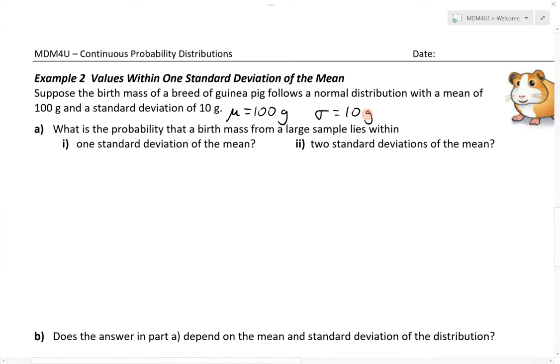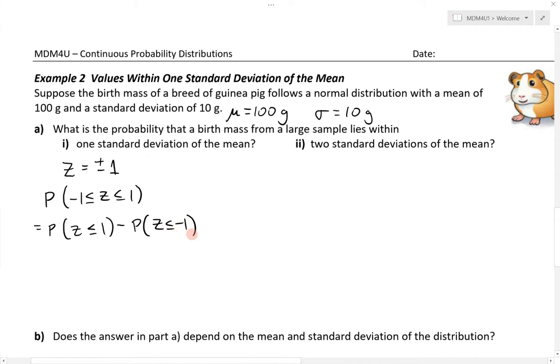So part A, what is the probability that a birth mass from a large sample lies within 1 standard deviation of the mean? So Z is going to be equal plus or minus 1. So what's the probability that Z is between -1 and 1? That's really what the question's asking. 1 standard deviation from the mean value. So I'm looking for the probability of Z being less than or equal to 1 minus the probability of Z less than or equal to -1.